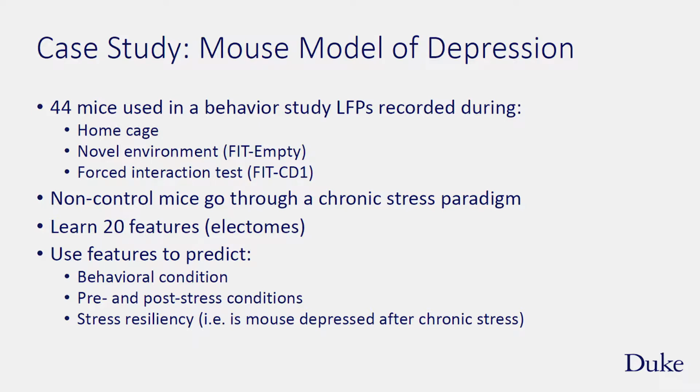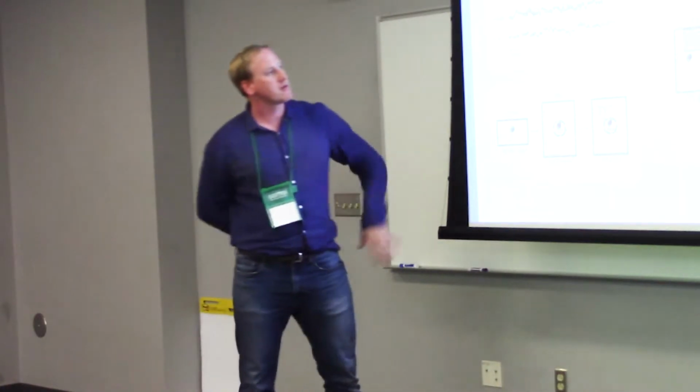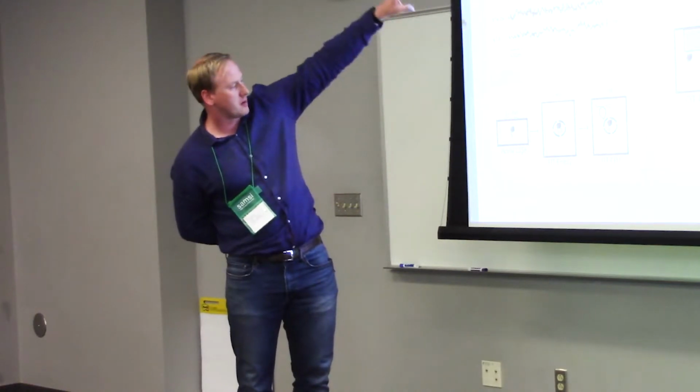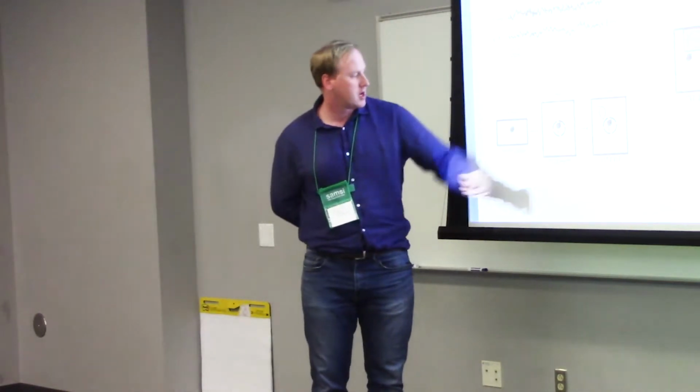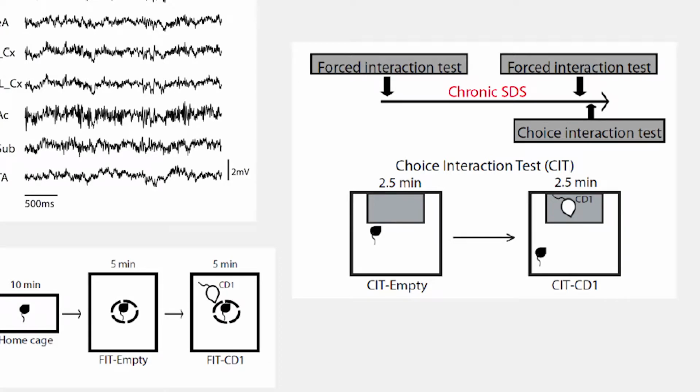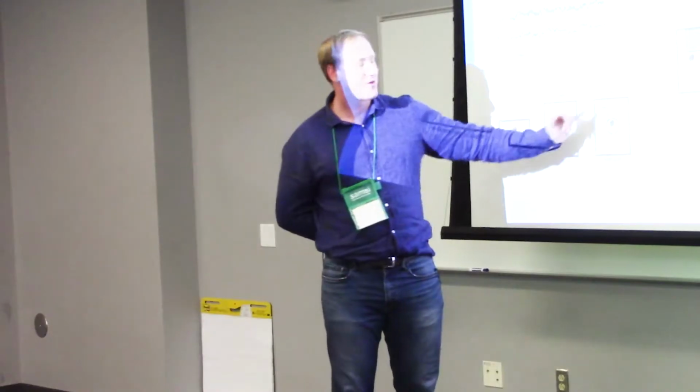We're going to learn 20 features, and then try to predict behavioral conditions, pre- and post-stress conditions, and stress resiliency. We measure all our local field potentials. We have three different behavioral conditions. In home cage, they're alone. In the FIT empty, they're just in a new environment. They're kind of constrained, but it's likely stressful. In the CD1, this is a larger, aggressive mouse, designed to stress them out very much. There's a barrier so they cannot actually be hurt, but it probably does not feel that way.